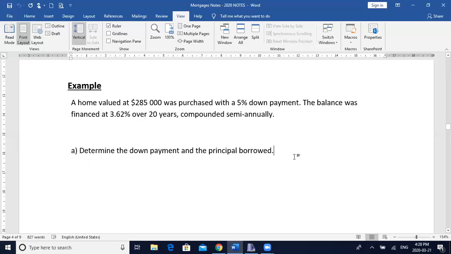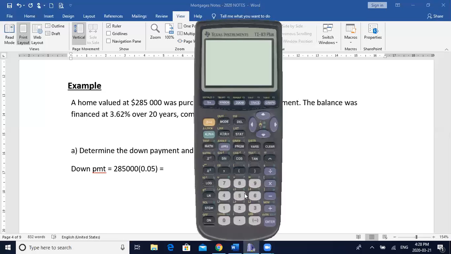The first thing we're going to do is figure out what the down payment was and how much principal we were borrowing. So the down payment will equal the home value, $285,000, multiplied by 0.05, which is the decimal form of 5%. $285,000 times 0.05, and we get $14,250.